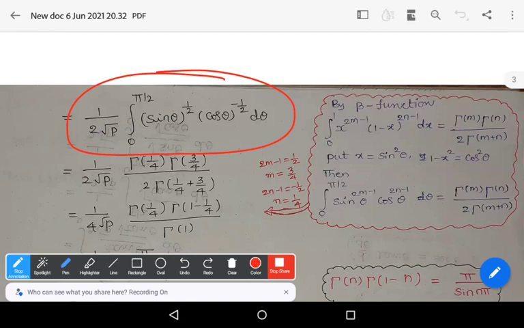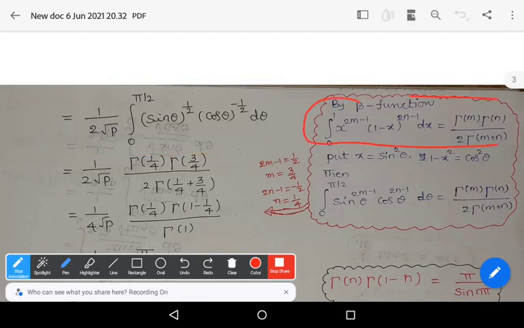Observe that we are solving this integral by using Laplace transforms. So that's why we use the beta function here. There is an integral 0 to 1 x power m minus 1 into 1 minus x power n minus 1 dx is equal to gamma of m into gamma of n divided by gamma of m plus n. In this integral, if you put x is equal to sine square theta, then 1 minus x is equal to cos square theta.